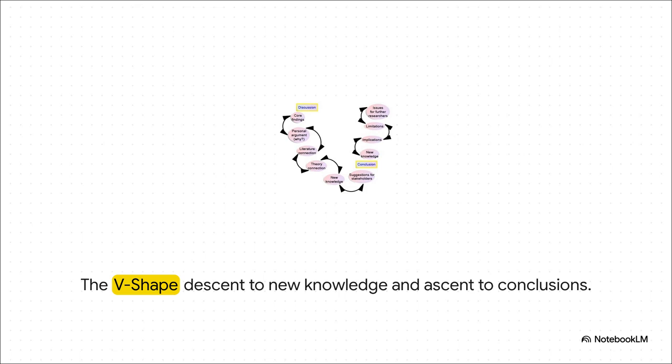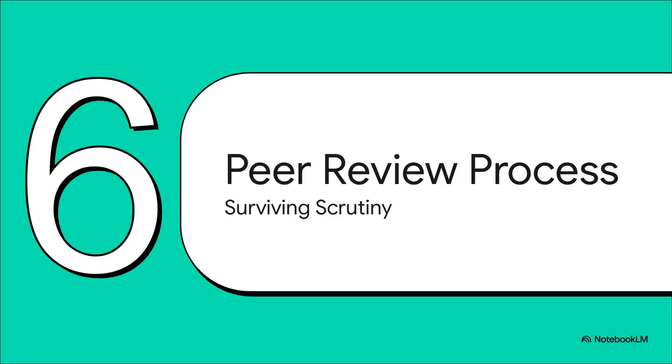Then, from that point, you ascend back up the right side into your conclusion. You offer suggestions for stakeholders, reiterate that new knowledge, note the implications, own up to your limitations, and finally leave off at the top right with issues for future researchers to tackle. It's just a beautiful, logical descent into the nitty-gritty of your data and a smooth ascent back out to the broader academic world. Number 6, the peer review process.